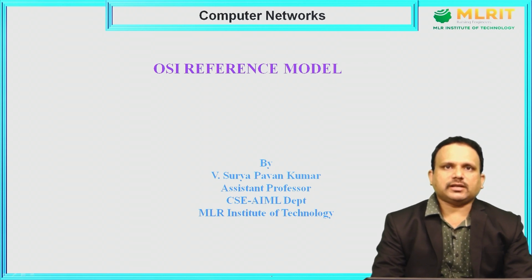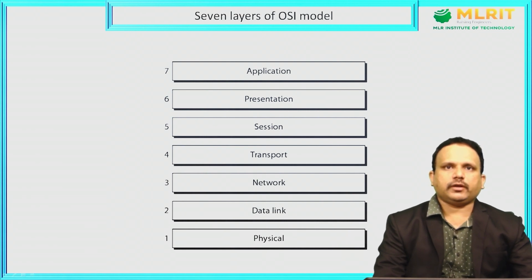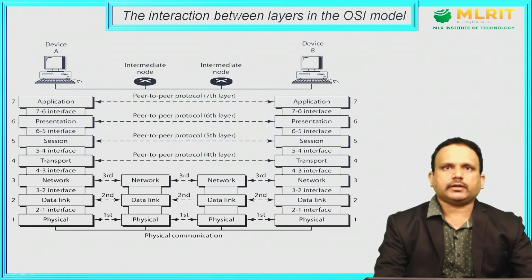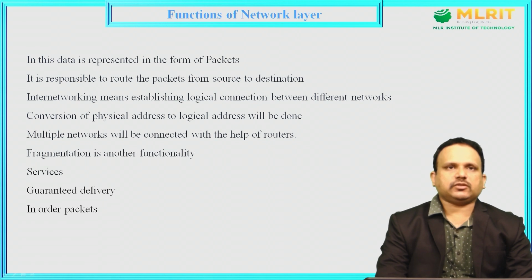So, in the last class we have discussed about the OSI model. We had a discussion regarding the physical layer and data link layer. Now, we will have a discussion regarding the network layer. What is this particular network layer? What is the main use of the network layer, what are its main functionalities, and what are the various services provided by the network layer?